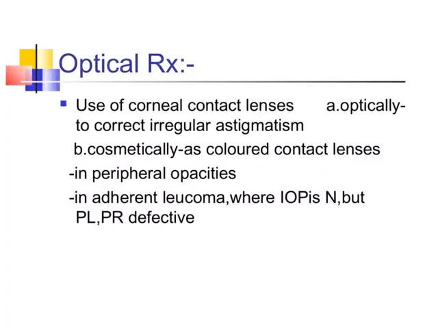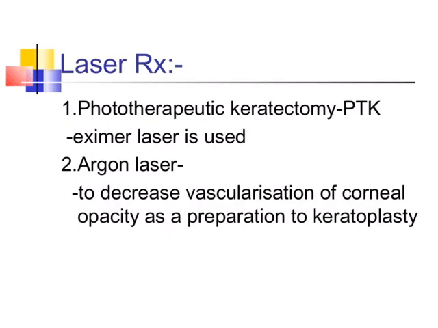Optical treatment will be the use of corneal contact lenses optically to correct irregular astigmatism, and cosmetically it gives colored contact lenses in peripheral opacities or in adherent leucoma where IOP is normal but PLPR, that is perception of light and projection of rays, is defective. Laser treatment: phototherapeutic keratectomy, that is PTK, can be done using an excimer laser or an argon laser to decrease vascularization of corneal opacity as a preparation to keratoplasty.